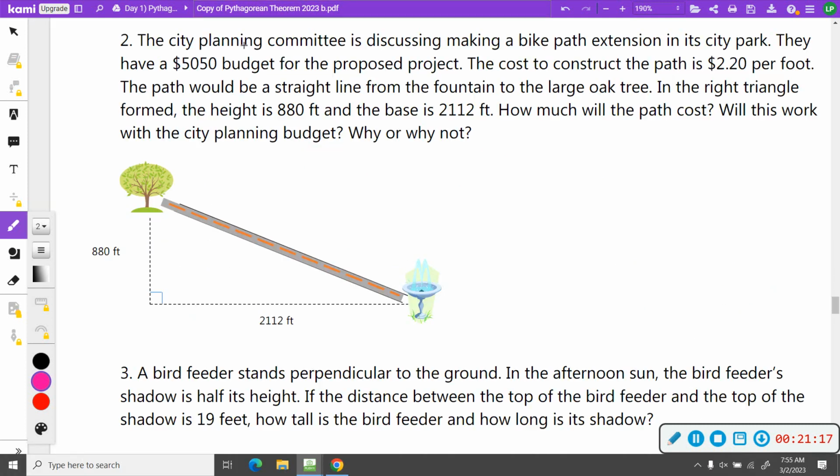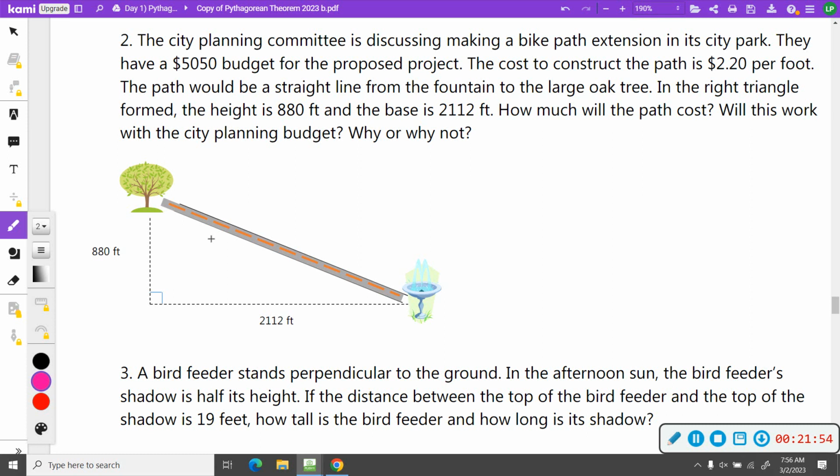So the city planning committee is talking about making a bike path, and they only have a little over a $5,000 budget for this project. The cost to construct the path is a little over $2 per foot. The path would be a straight line from the fountain to the oak tree. It's hard to measure this distance, but they do know that this way is 2,112 feet, and straight north is 880 feet. So how much will the path cost?